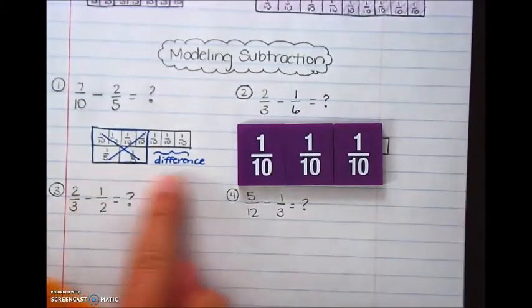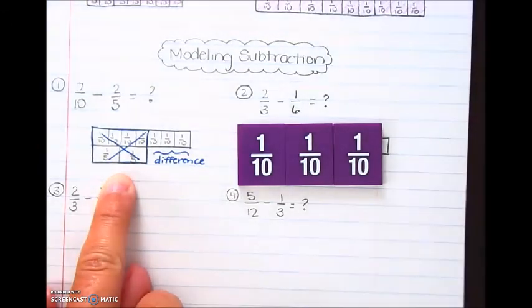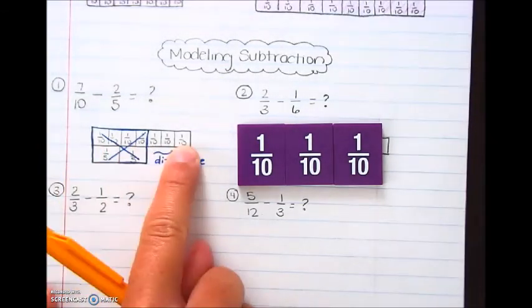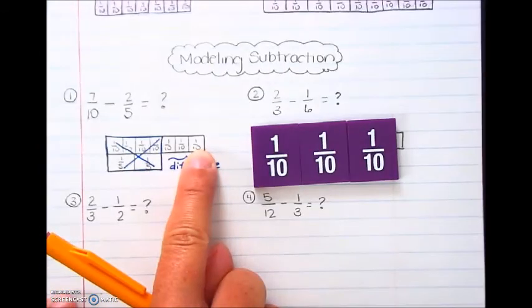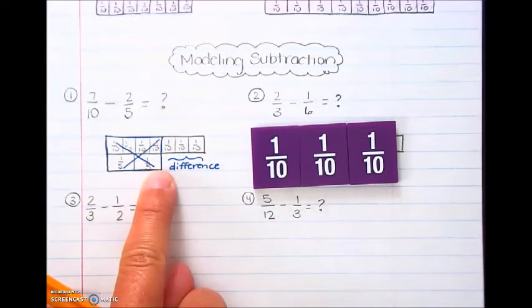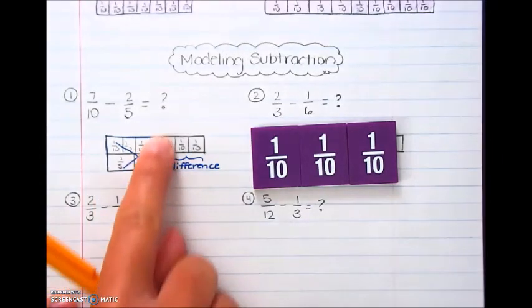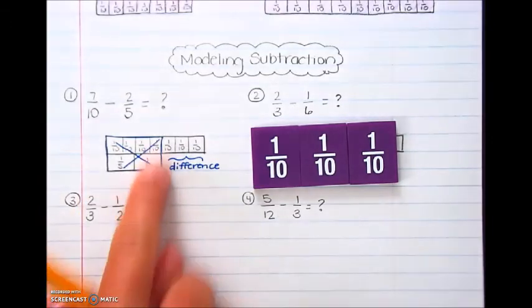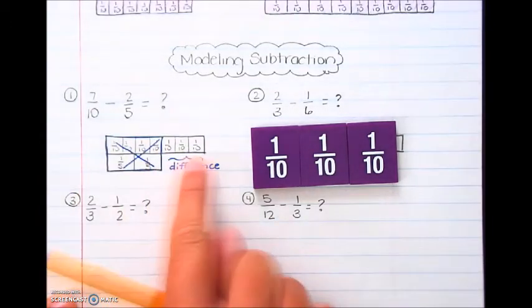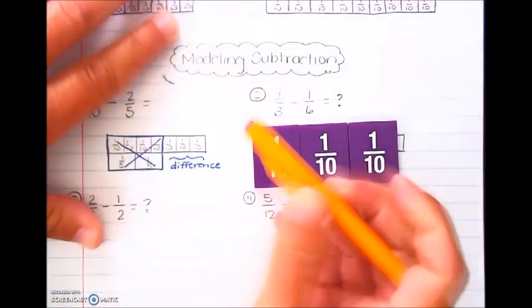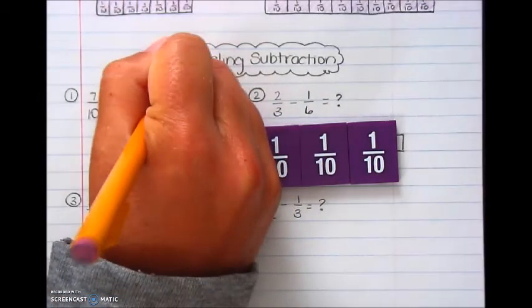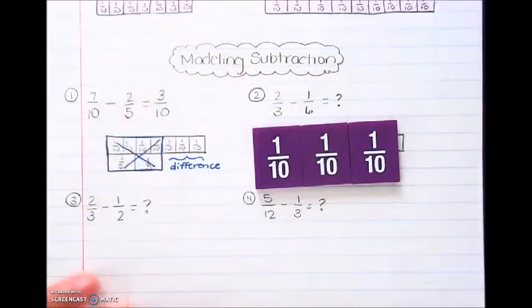Now I've already drawn that for you. So the way that we'll show that is we'll show our 7/10. I had started that already. And we'll show underneath it the 2/5. Since it lines up perfectly, I'm going to draw a box around this and cross it out. That leftover amount is our difference. So in this particular question, that means our difference is 3/10.